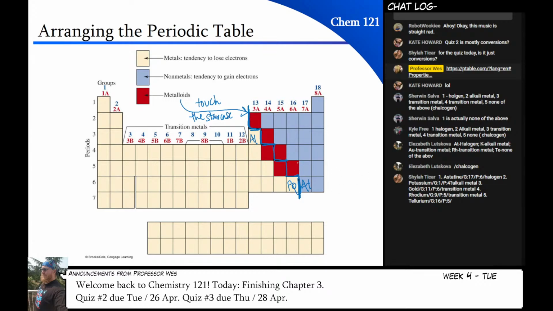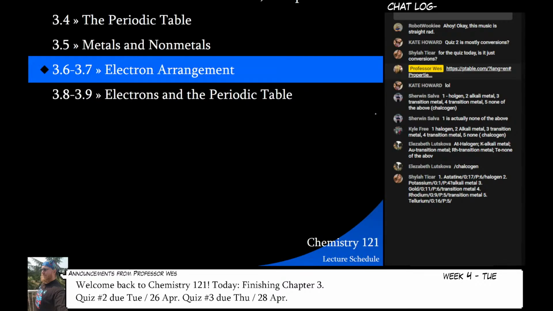So what you need to know is that this staircase that I drew, starting up here at boron's corner, is just going down, right, down, right, down, right, down, right. Everything that touches that except for aluminum and polonium is a metalloid. And so the metalloids are the substances that are sort of between metal and non-metal, and have various applications that we use them for. All right. That's it. That's chapter 3.